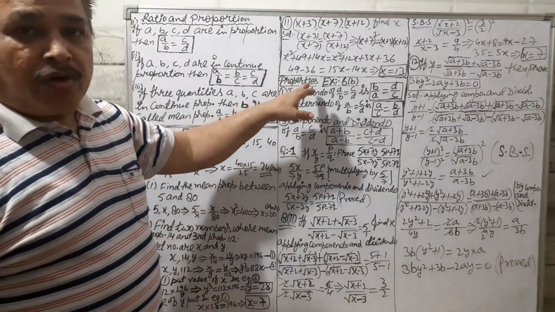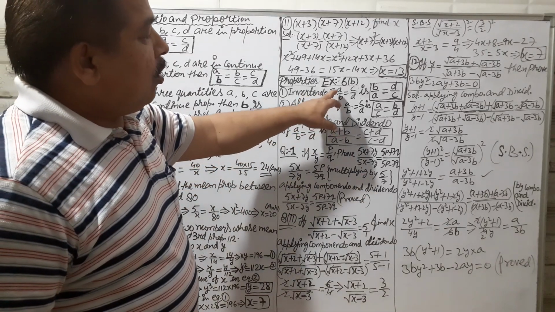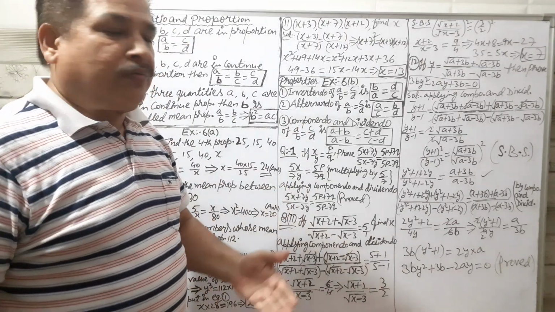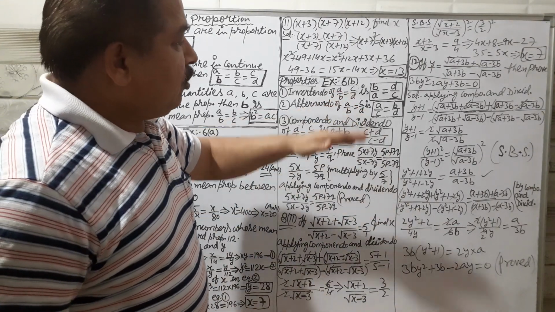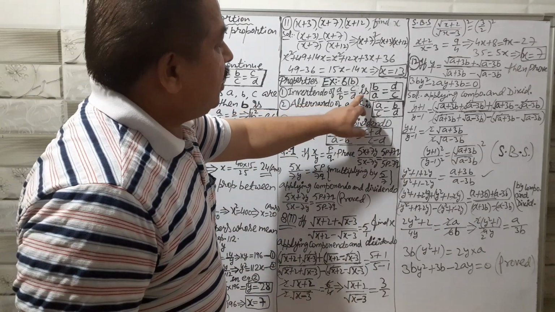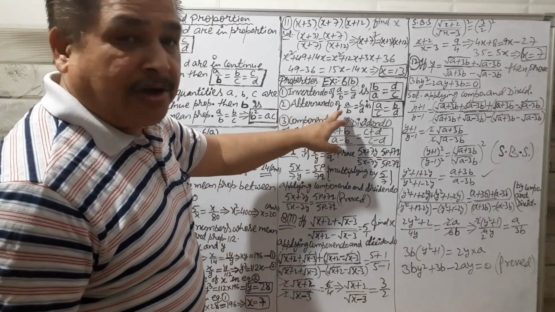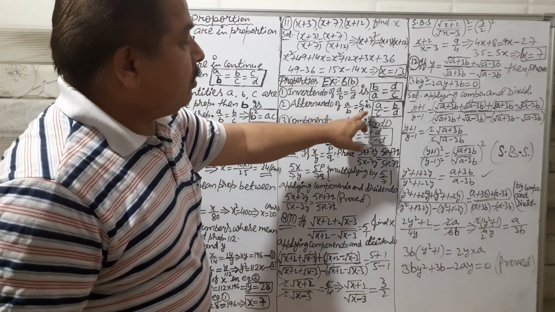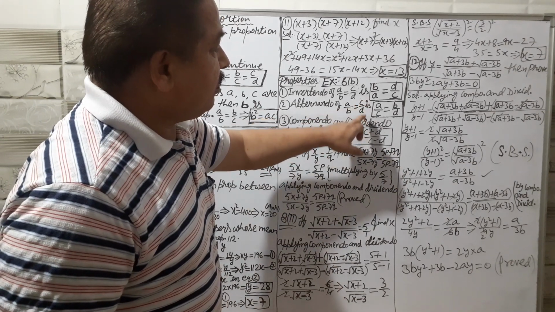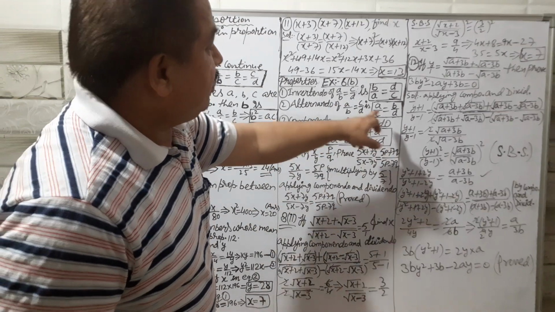First of all see the properties of proportion. Invertendo of a upon b equals c upon d. How will you write this ratio in invertendo form? Invertendo means invert, reciprocal. So b upon a and d upon c. This is the invertendo form of this. Similarly, alternendo of this is like this. This will come here and this will go there. Similarly, this can go here and this can come here. Right?